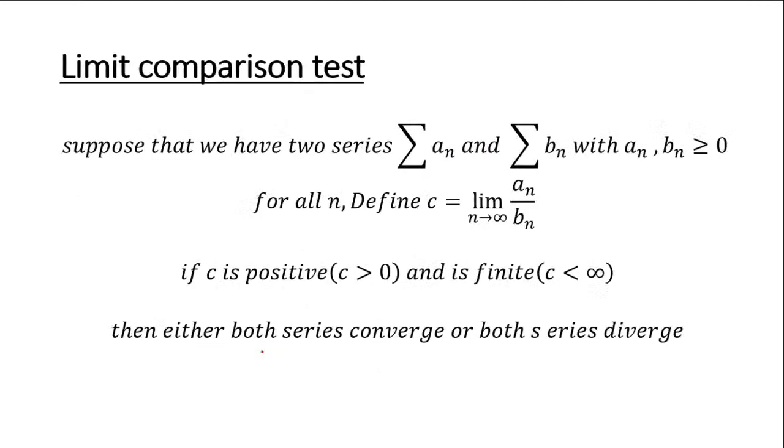Thank you. Now the limit comparison test, we are going to compare. Suppose we have two series an and bn. This is similar to the comparison test, but with this you take the limit. If c is positive, that is c is greater than 0 and finite, it either converges or diverges together. It comes with a condition.